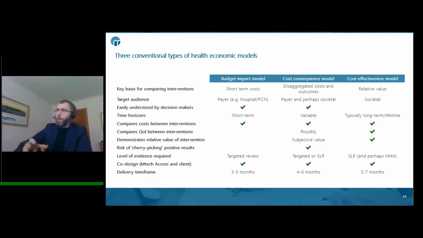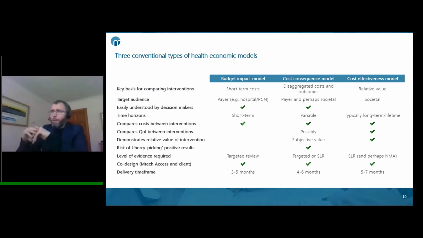What I wanted to touch on initially is the fact that these three model types are a budget impact model, a cost consequence model, which we've touched on already and which is what's required in the MTech process, and also a cost effectiveness model. These model types are all focusing on slightly different objectives. The budget impact model looks very much on a financial basis from the perspective of a budget holder, over a relatively short time horizon of 3 to 5 years.